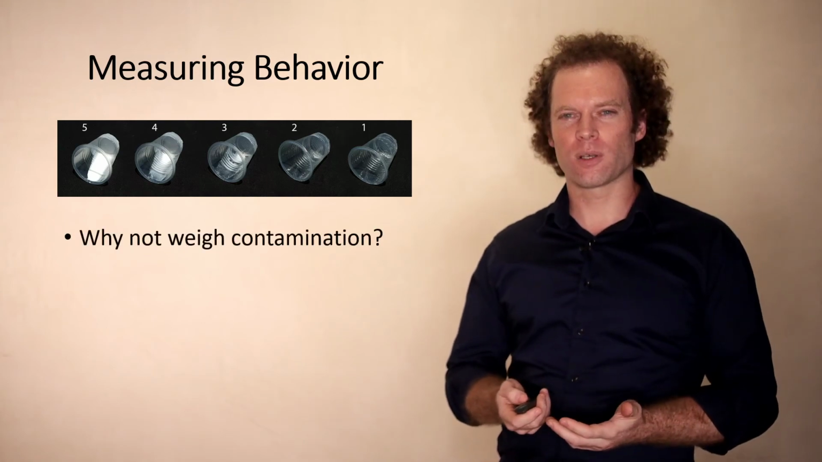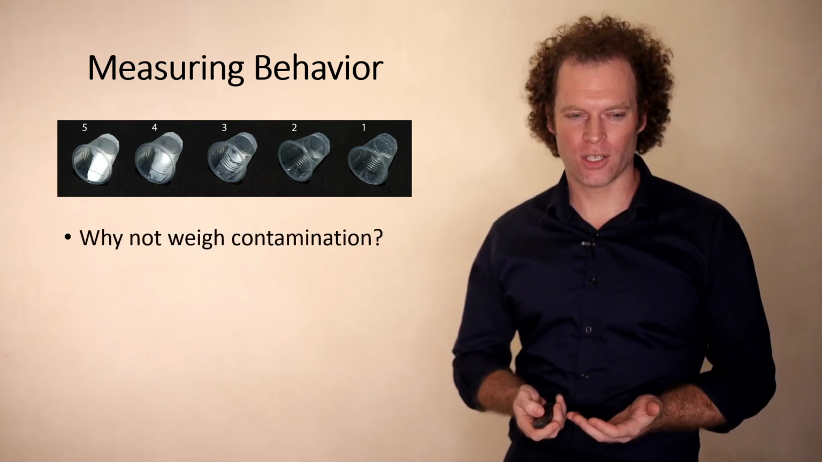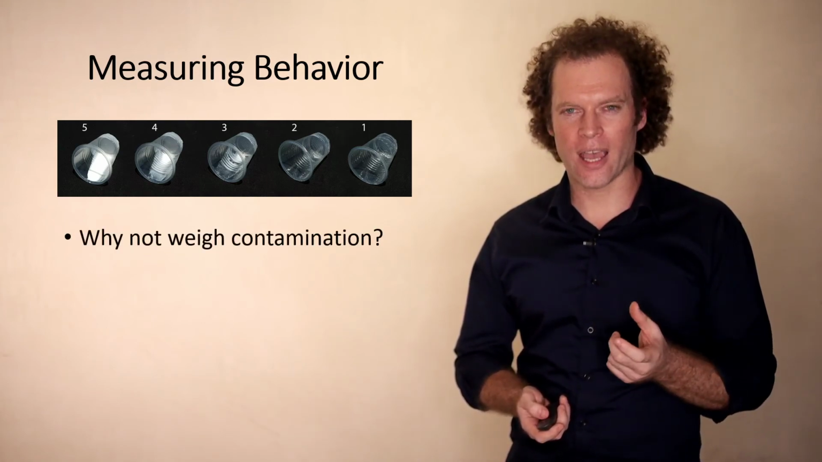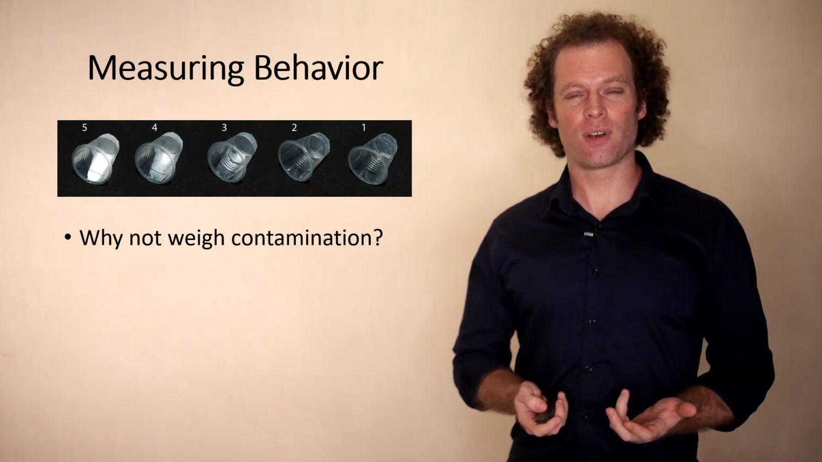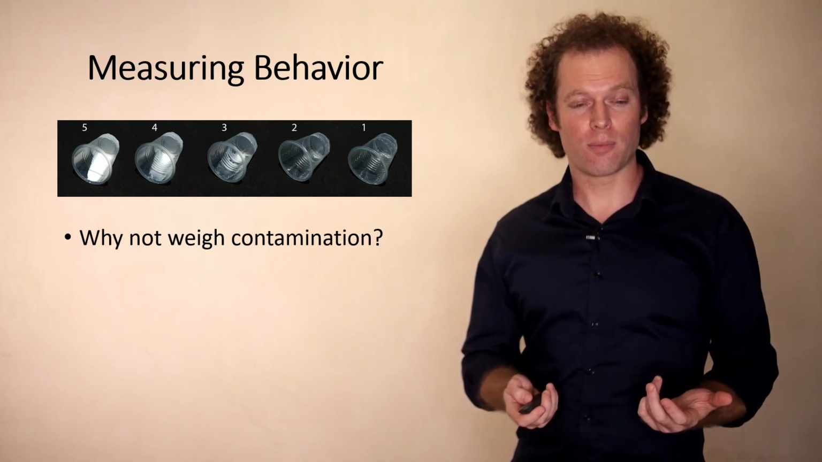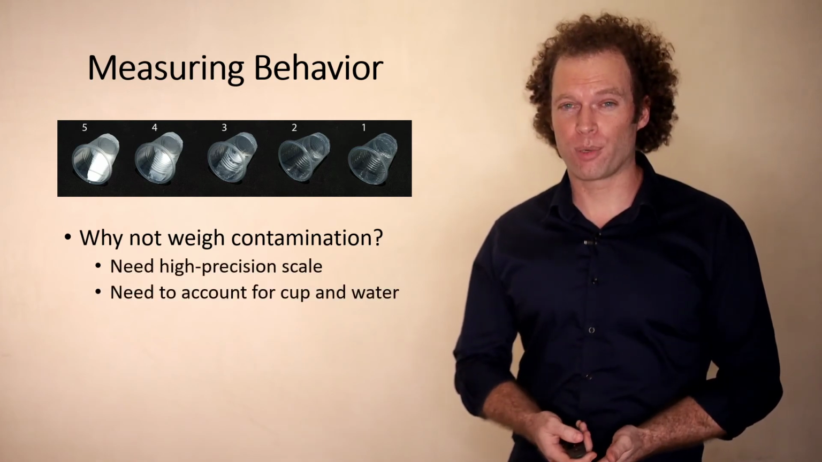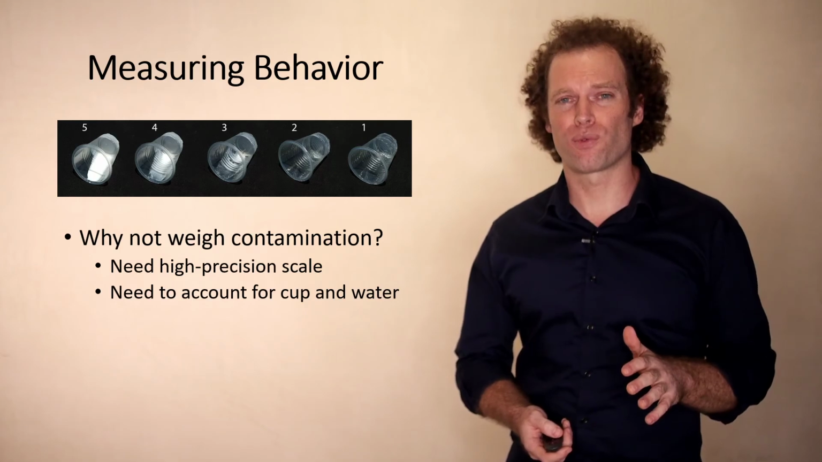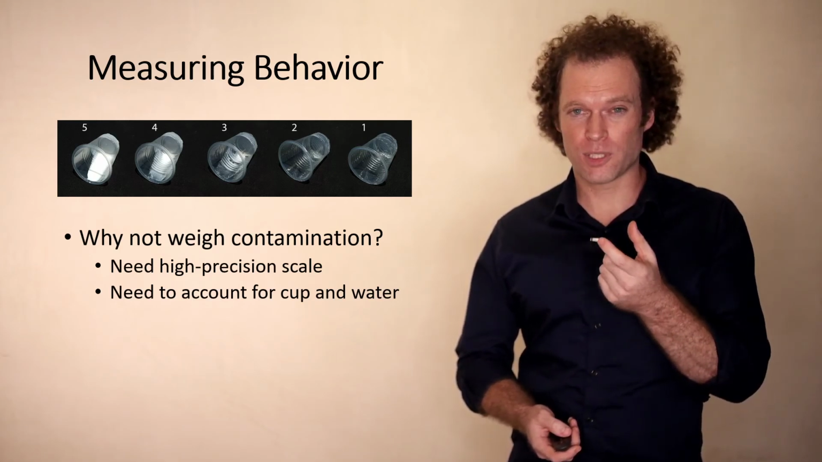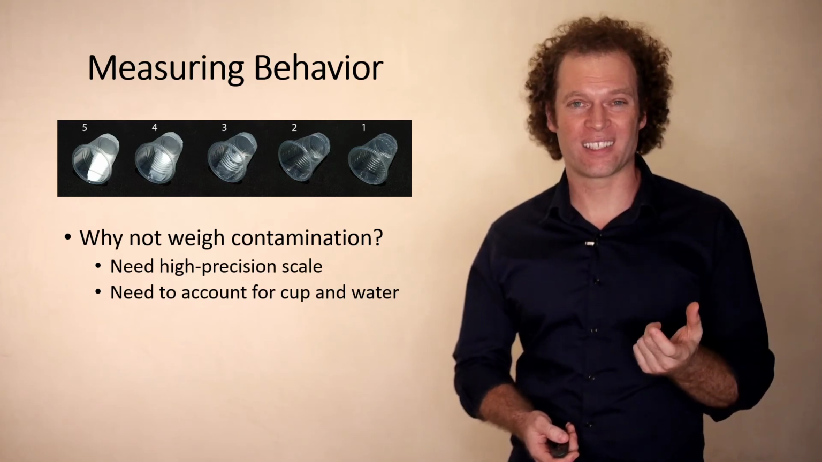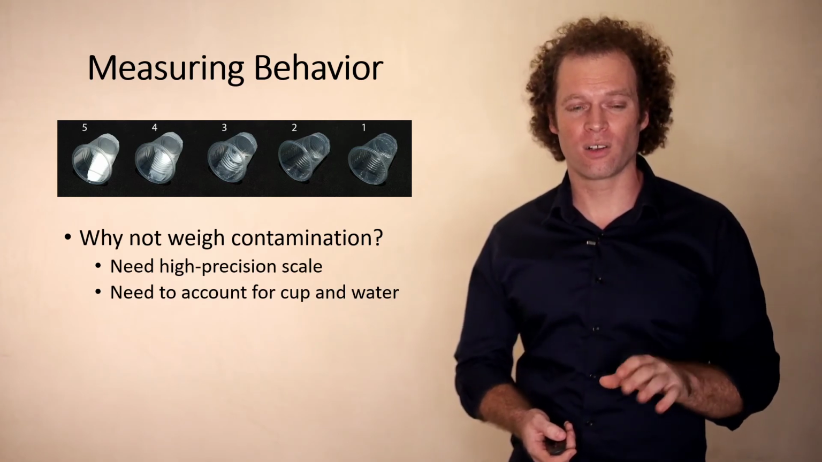Now, why didn't I do something like weigh the amount of contamination? Certainly a cup that's contaminated weighs more than one that's not contaminated. And if I have a sensitive enough scale, I guess I could make that work. But I would need a really high precision scale, and I'd need to control for things like slight variations in how much each cup weighs. The cups don't all weigh exactly the same amount, at least I doubt they do. They're close, but not identical.